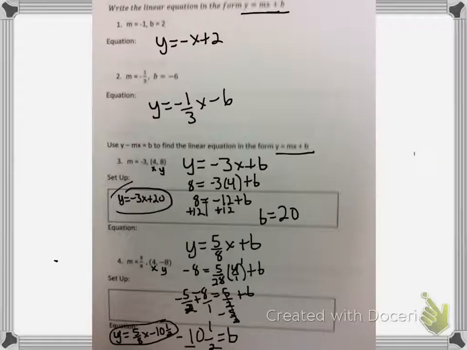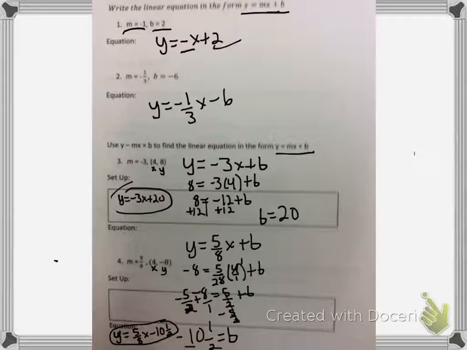Alright, so here's the solutions to your study guide and how you work it out. Look at the first one, you're given m and b. So you plug in your slope for your m and your y-intercept for your b. You get y equals negative x plus 2.